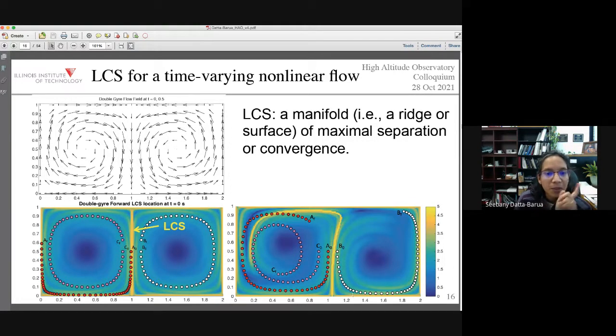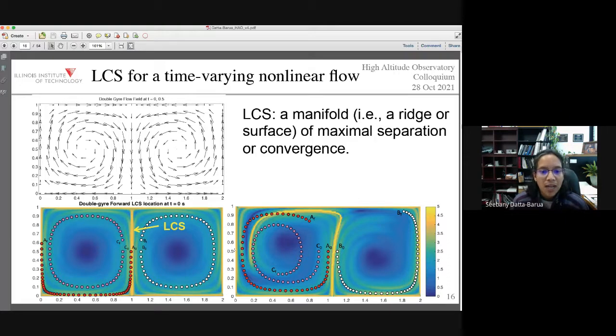So, but there is still an LCS there. The LCS in this particular case for the time varying flow is this yellow ridge that runs up the middle, curves right, and arcs around to the left. And so that LCS is essentially this yellow ridge in 2 dimensions, or it would be a surface in 3 dimensions.